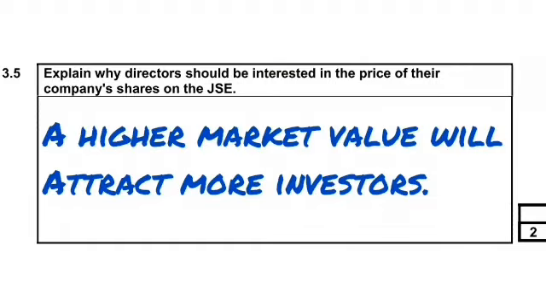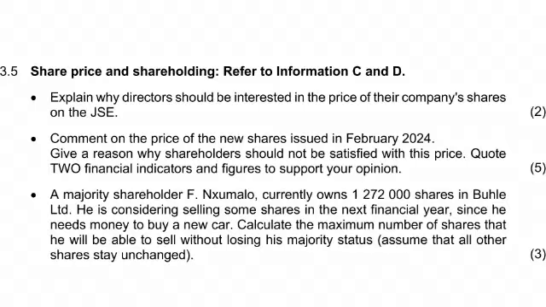If you have a higher market value, it says to people that the shares in your company are actually much more valuable, and they will get a better return if they invested in your company. So if you have a higher market value or a higher market price, then it will bring you more investors or more shareholders. The second bullet says, comment on the price of the new shares issued in February 2024. Give a reason why shareholders should not be satisfied with this price. Quote 2 financial indicators and figures to support your answer.